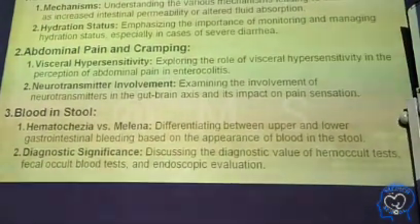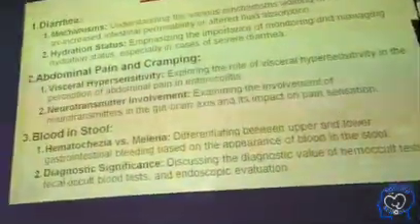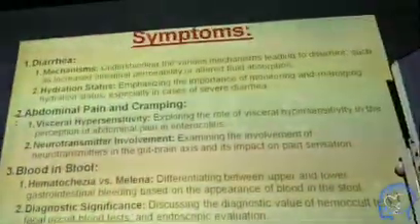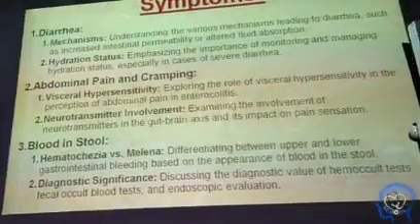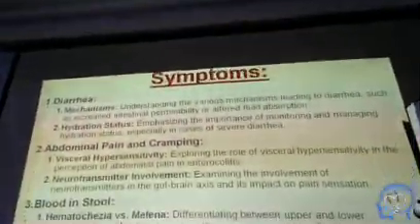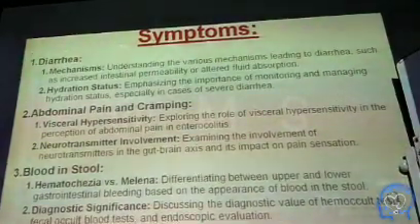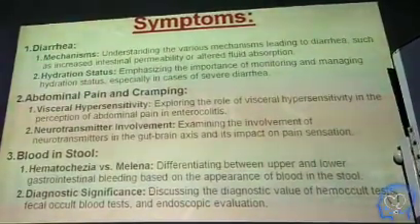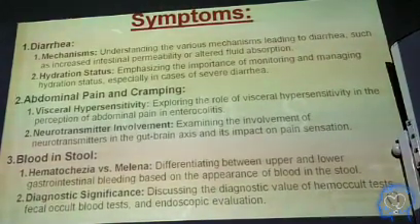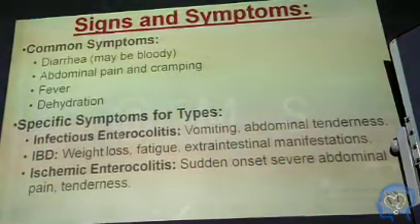what is the difference between melena and fresh blood? Melena is because of blood from the upper tract, and hematochezia is basically fresh blood because of the lower portion of the intestine, especially the colon. Diagnostic significance we will discuss in a minute.